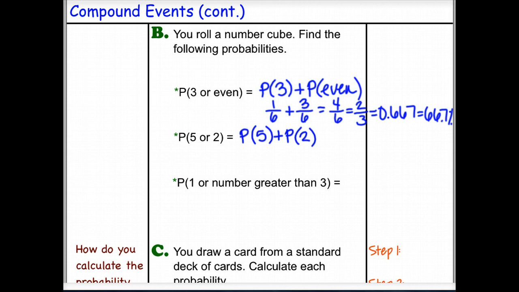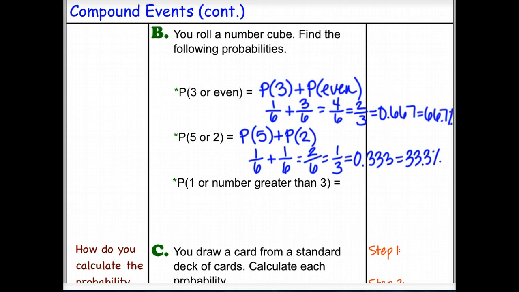A 5 or a 2, that's probability of 5 plus the probability of 2. Probability of rolling a 5 is 1 out of 6. Probability of rolling a 2 is also 1 out of 6. 1/6 plus 1/6 is 2/6, which simplifies to 1/3, which is 0.3 repeating, so 0.333, which is equal to 33.3%.